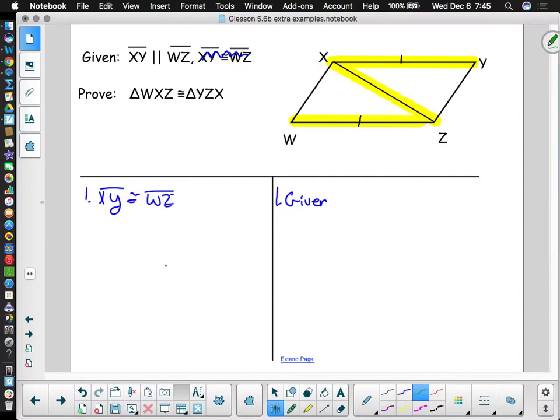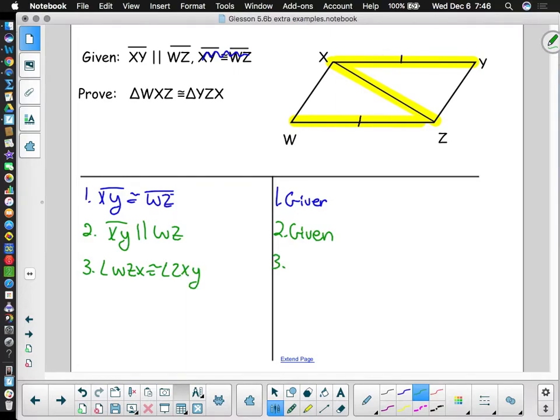Okay. So, I used one given, my freebie. That's great. So now I'm going to use my second given. XY is parallel to WZ. That's also given. And what did the parallel lines give us? We get congruent angles. Parallel lines give us congruent angles. Okay, and what angles were those? Angle WZX is congruent to angle ZXY.